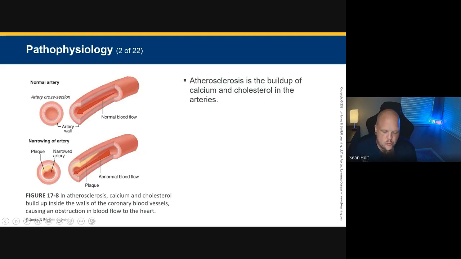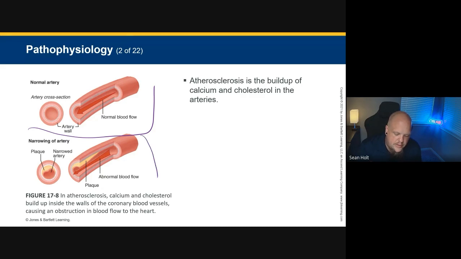So we have a normal artery up here at the top, and then we have a narrowed artery. I'm going to show you all a really good video of this later, a virtual view of this, so we'll go over this some more. Just understand that plaque can build in the walls of a vessel, calcium buildup as well.